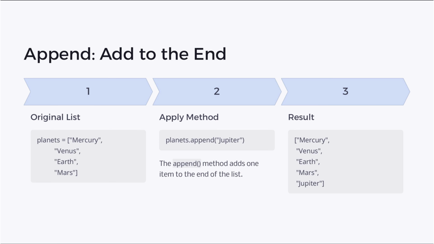The append method in Python adds an item to the end of a list. For example, adding Jupiter to the list of planets results in Mercury, Venus, Earth, Mars, Jupiter. This method is essential for dynamically expanding lists without altering existing elements.